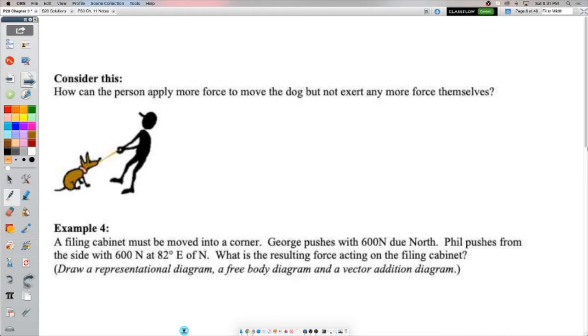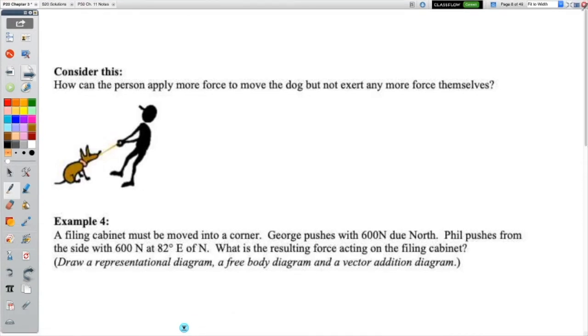Okay, so knowing what we know about x and y components of vectors, let's consider this question they've asked us here. It asks, how can the person apply more force to move the dog but not exert any more force themselves? In other words, how can they better move the dog without pulling any harder? So let's just think about it. What are they doing here?